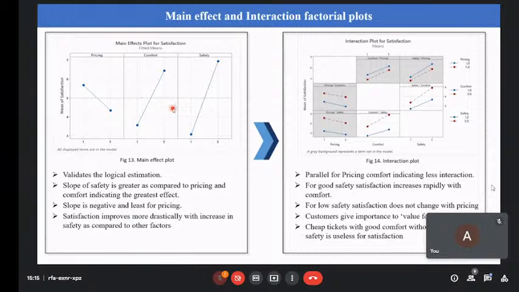However, some inferences were that, for example, the slope of safety is much greater compared to that of pricing and comfort. Therefore, it must be more critical compared to both of them, or comfort is more critical compared to pricing.